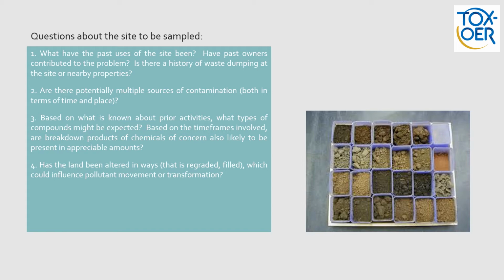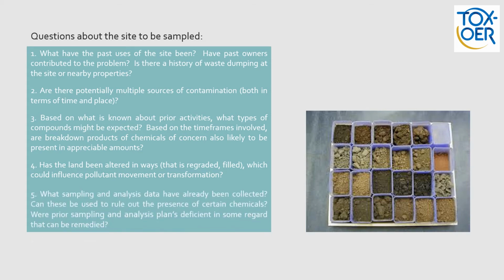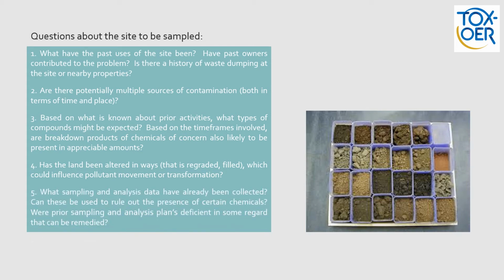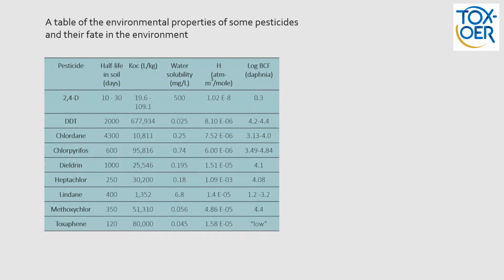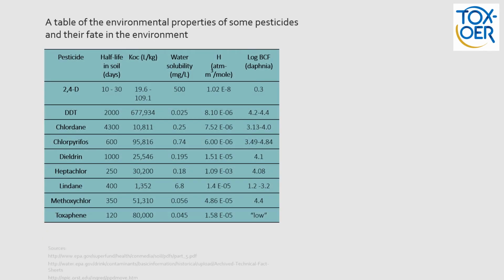Has the land been altered in ways which could influence pollutant movement or transformation? What sampling and analysis data have already been collected? Can these be used to rule out the presence of certain chemicals? Were prior sampling and analysis plans deficient in some regard that can be remedied? Here is a table of the environmental properties of some pesticides and their fate in the environment.